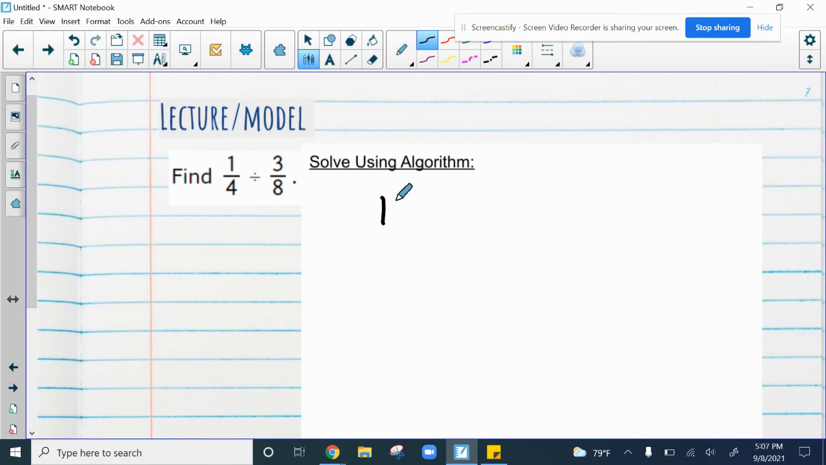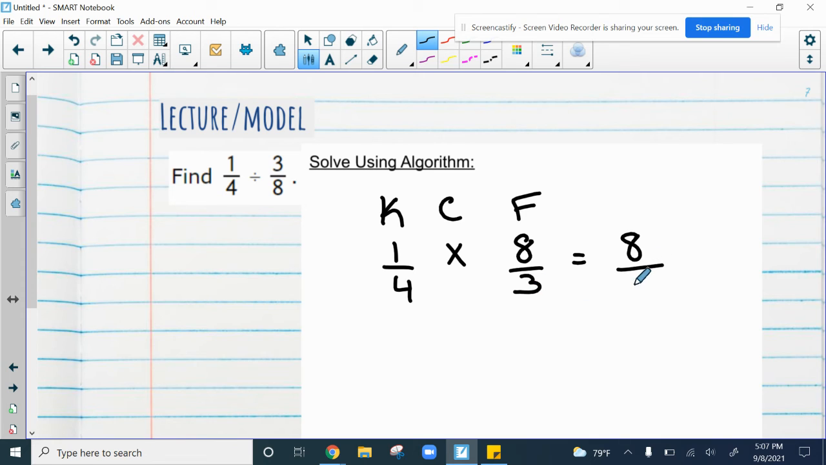I'm going to always write out my KCF first so I know exactly what steps I'm using. 1/4, change to multiplication, find the reciprocal or flip 3/8 to be 8 over 3. 1 times 8 is 8. 4 times 3 is 12. So I have 8/12. However, I can divide both 8 and 12 by 4 to simplify. 8 divided by 4 is 2. 12 divided by 4 is 3. So this would be 2/3. All right, let's keep moving.